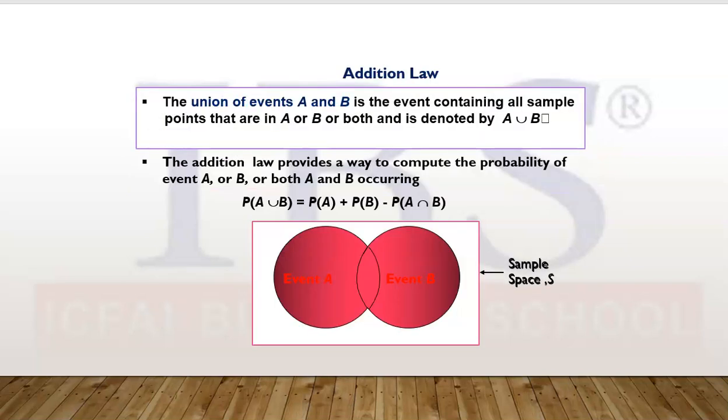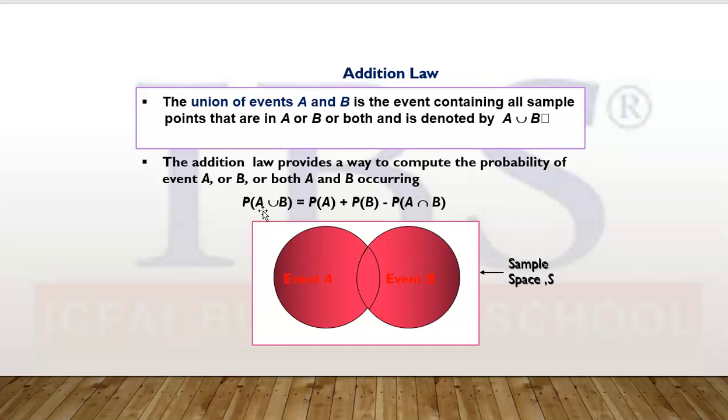The addition law of probability says that P(A union B), the probability that at least one of the two events occurs, also called P(A or B), is equal to the probability of occurrence of A plus the probability of occurrence of B minus the probability of joint occurrence of A and B. This is shown through a Venn diagram in the figure below.